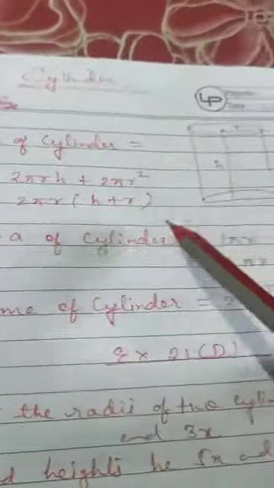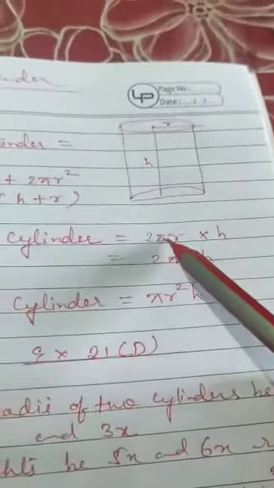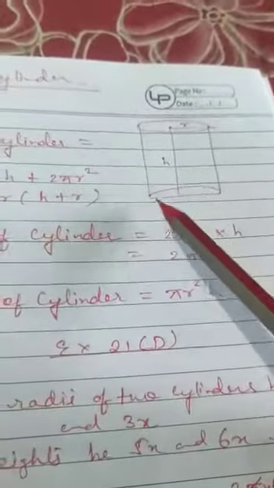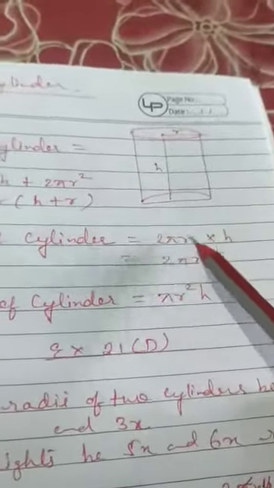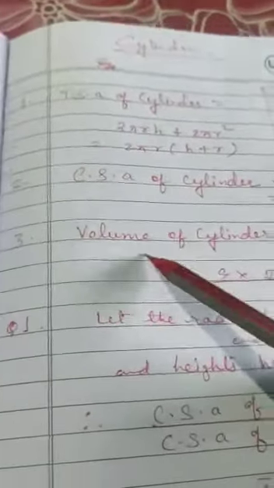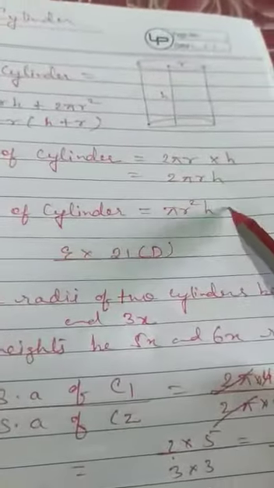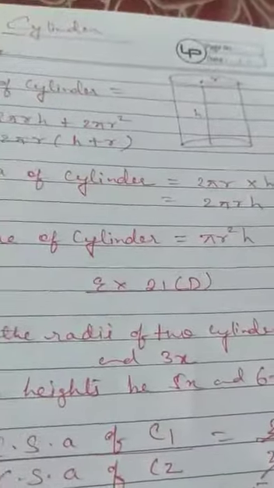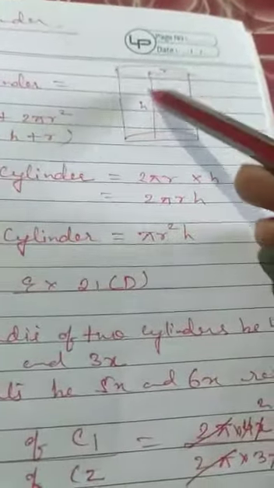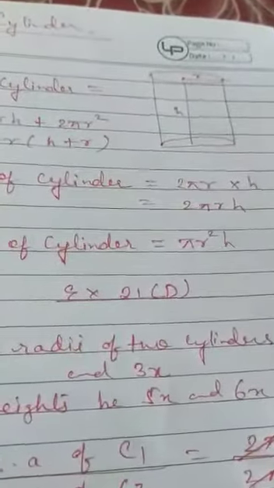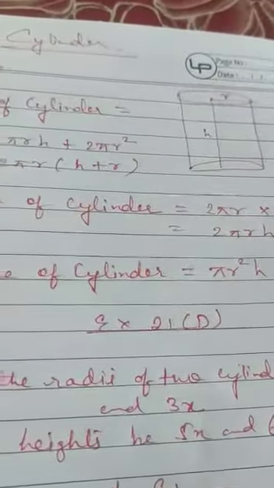Now the curved surface area of a cylinder, as already told, is 2 pi r into the height. 2 pi r is this part, 2 pi r into h, 2 pi r h. And what is the volume of the cylinder? Pi r square into height. Pi r square is this part, and this is the height part. So this is the volume formula.